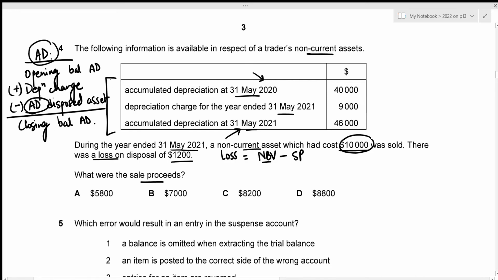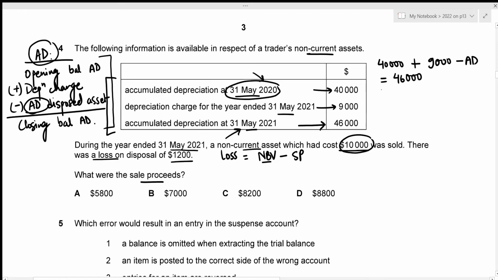So I'm just going to write down this statement in an equation format by substituting its value. So first we require our opening balance, which is at the beginning date given to be 31st May 2020, and it has the value 40,000. Then we need to add the depreciation charge for the year, current year, right? And it is given to be 9,000. Then we need to subtract the accumulated depreciation, which we are trying to figure out. And this gives our closing accumulated depreciation balance, which is given to be 46,000.